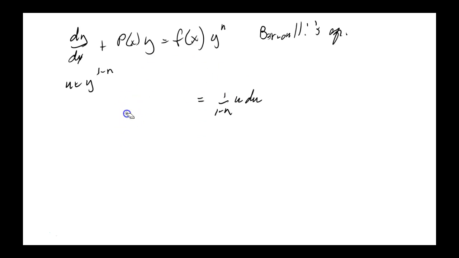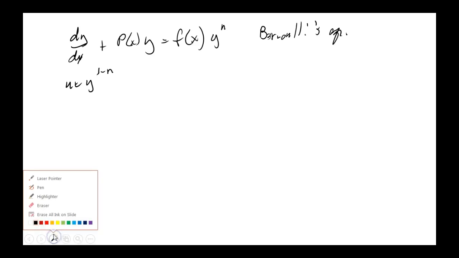And let's not try to come up with anything else. That's going to be our substitution. Let u equal y to the 1 minus n. Okay? Now, and that would be Bernoulli's equation. All right. So let's now go to example 2, and we'll see if we can get it to make more sense.